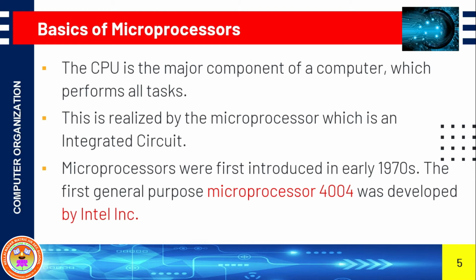The microprocessor was first introduced in the early 1970s. The first general purpose microprocessor was the 4004. It was developed by Intel Incorporation, the Intel company. Do you know the company name? Nowadays many motherboards and processors are developed by Intel. INC means incorporation. The very first microprocessor was the 4004, a general purpose microprocessor.